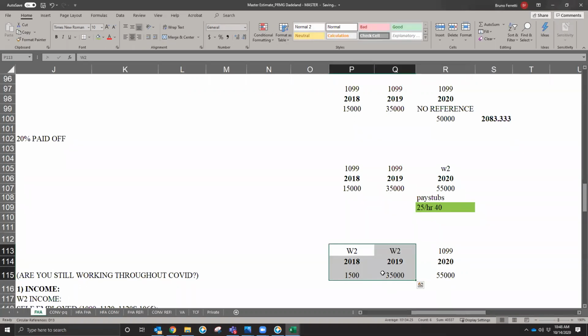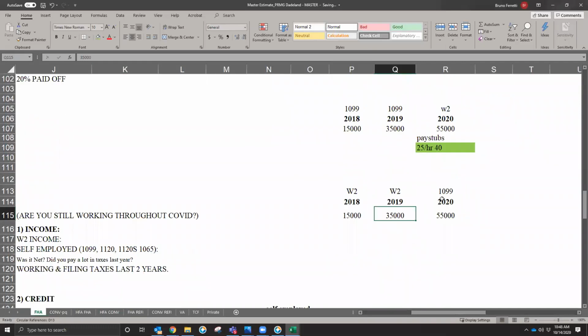Here they were W-2. Here I know how much they made, the 15,000, the 35,000. However, now they're 1099. So guess what happens? They haven't filed 2020. They can't file 2020 till next year. When that happens, I have 1 year of taxes. So now this person needs to wait till 2021, or actually 2022, to file 2020 and 2021 so that they could qualify.